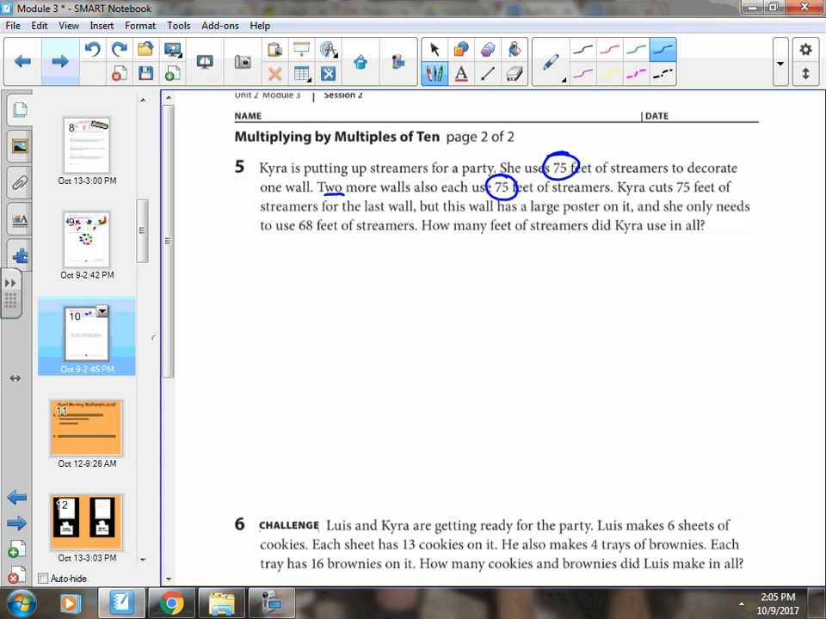Kyra cut 75 feet of streamers for the last wall, but this wall has a large poster on it and she only needs to use 68 feet of streamers. How many feet of streamers did Kyra use in all? In all makes me think addition.